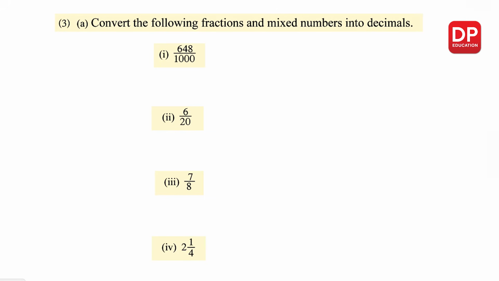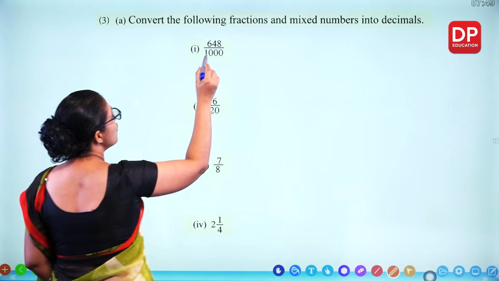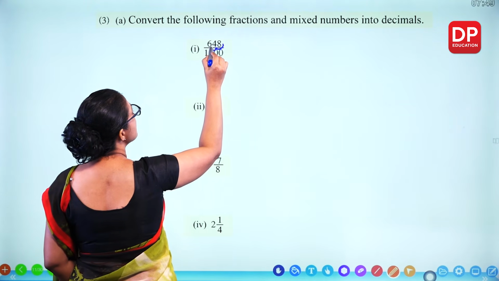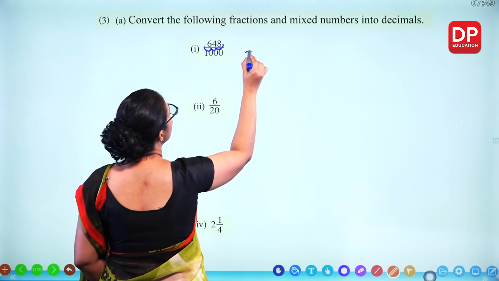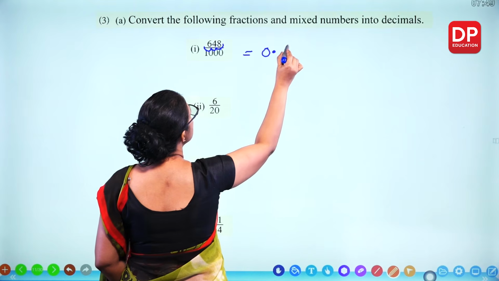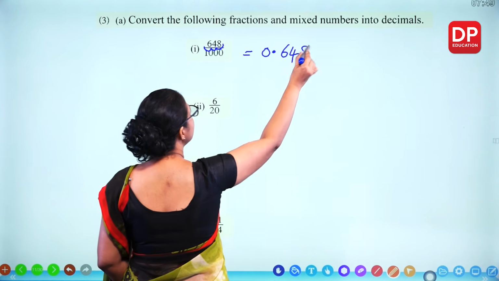Convert the following fractions and mixed numbers into decimals. So what do we do when we divide by 1000? Move the decimal point 3 places to the left. So what's the answer? 0.648.